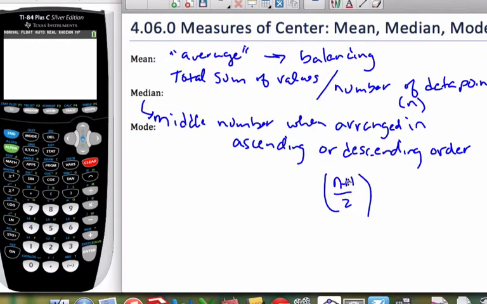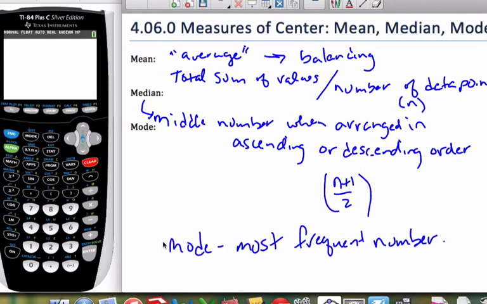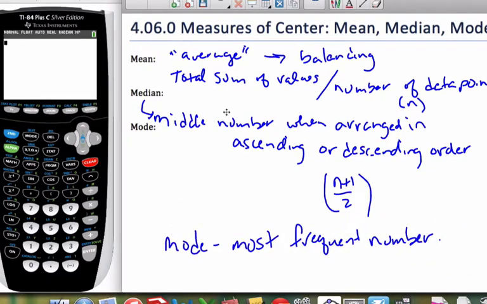And then finally, the last one is called the mode. The mode is the most frequent number. It's the one that happens most often. And these are three measures of center to find the center of our data set. And these are all statistics. Let's look at an example.